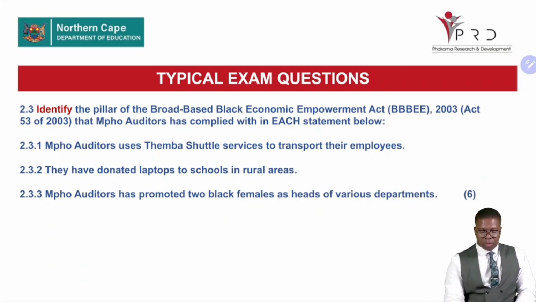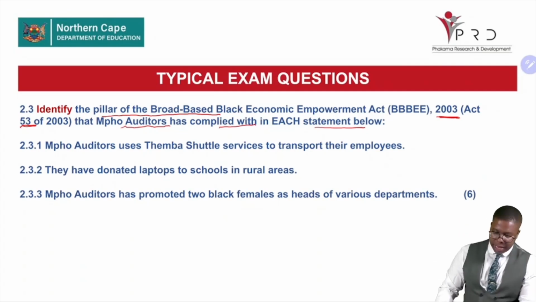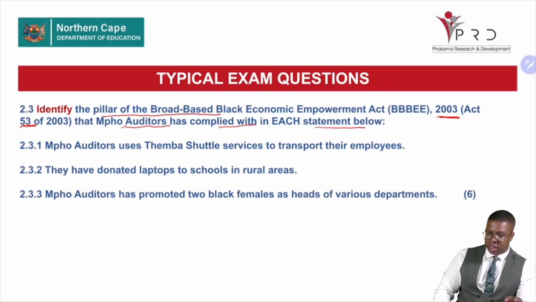So 2.3 says to you, identify the pillars of the Broad-Based Black Economic Empowerment Act, which was developed in 2003 and is Act number 53, that MPO Auditors has complied with in each statement below. So MPO Auditors uses Temba Shuttle Service to transport their employees. Now, we should understand MPO is well established, and Temba Shuttle Services transports the employees. So it means Temba Shuttle Services is a small business.